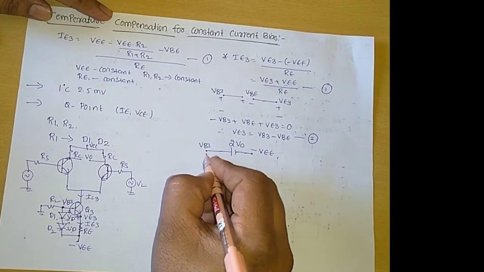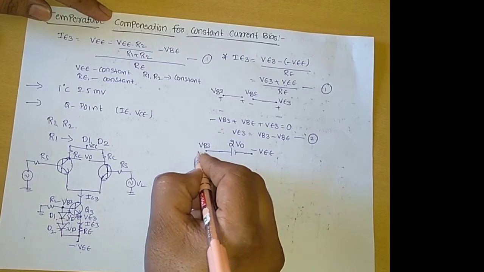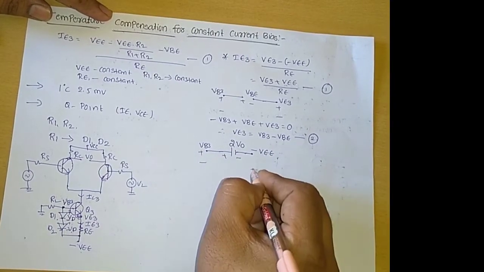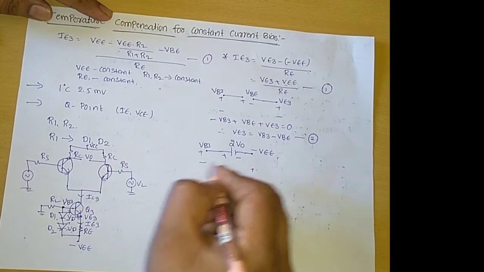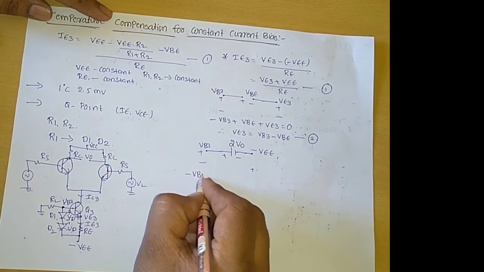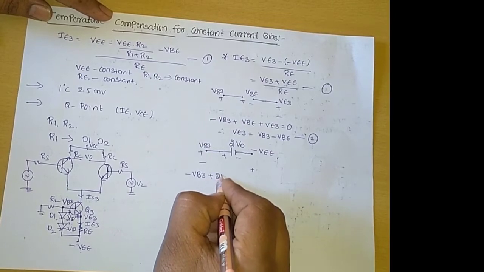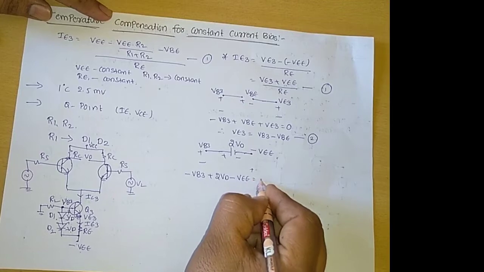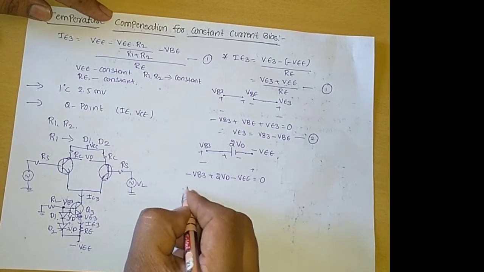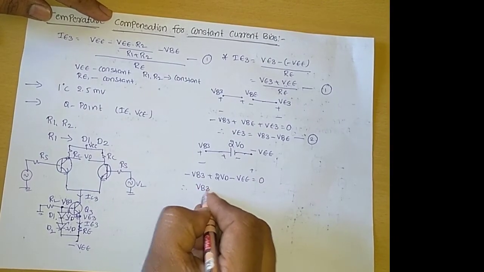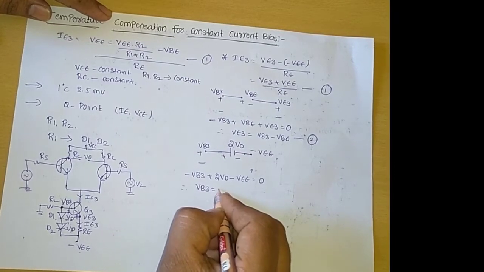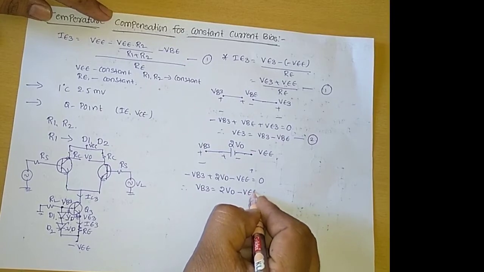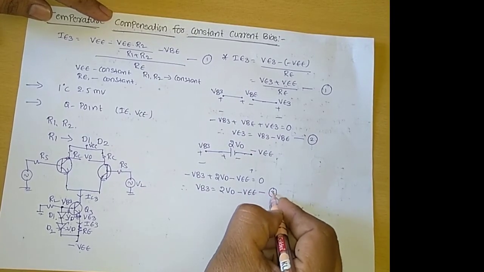Here we mark the polarities of these voltages as plus minus and plus minus. Now we apply KVL in this loop, then we get minus VB3 plus 2 into VD minus VEE equal to 0. Therefore, the VB3 voltage is equal to 2 into VD minus VEE. We consider this equation number 3.